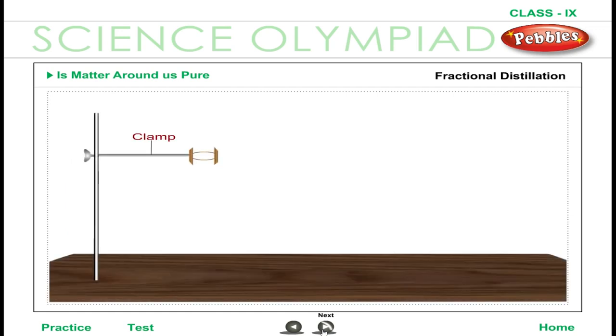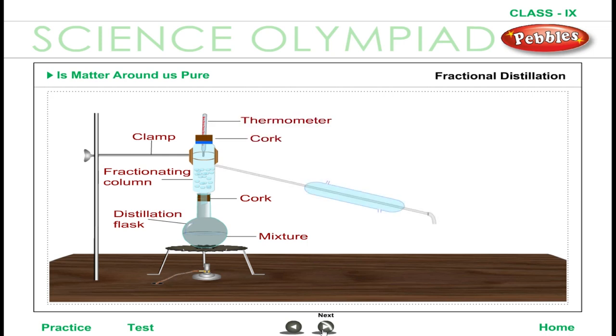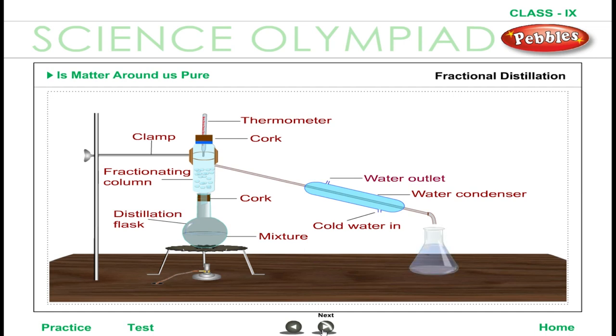Fractional distillation. To separate a mixture of two or more miscible liquids for which the difference in boiling points is less than 25 K, fractional distillation process is used. For example, for the separation of different gases from air, different fractions of petroleum products, etc. The apparatus is similar to that for simple distillation, except that a fractionating column is fitted in between the distillation flask and the condenser. A simple fractionating column is a tube packed with glass beads. The beads provide surface for the vapors to cool and condense repeatedly, as shown in the figure.